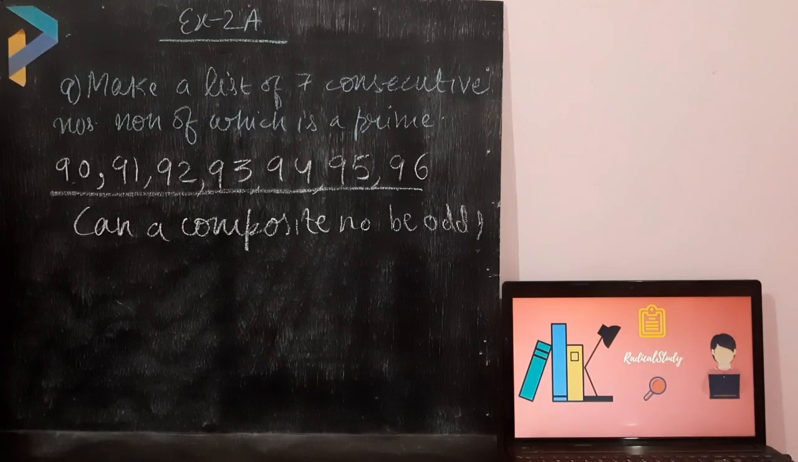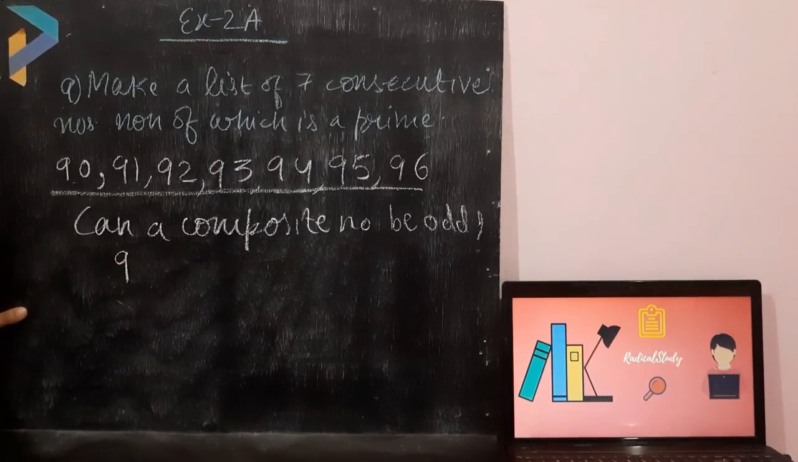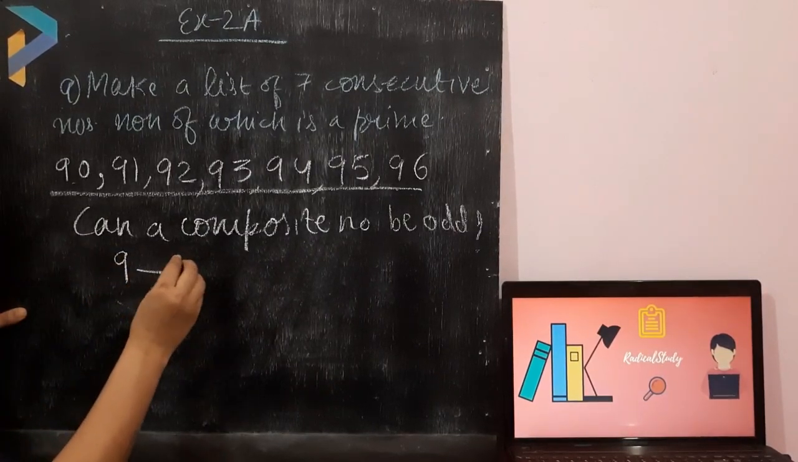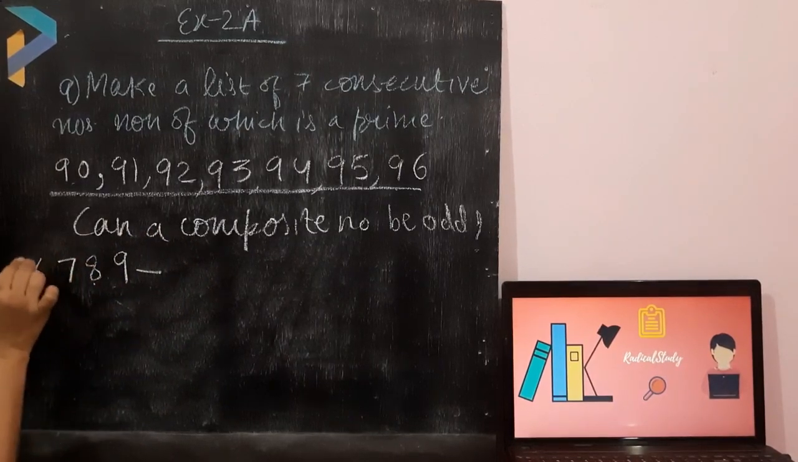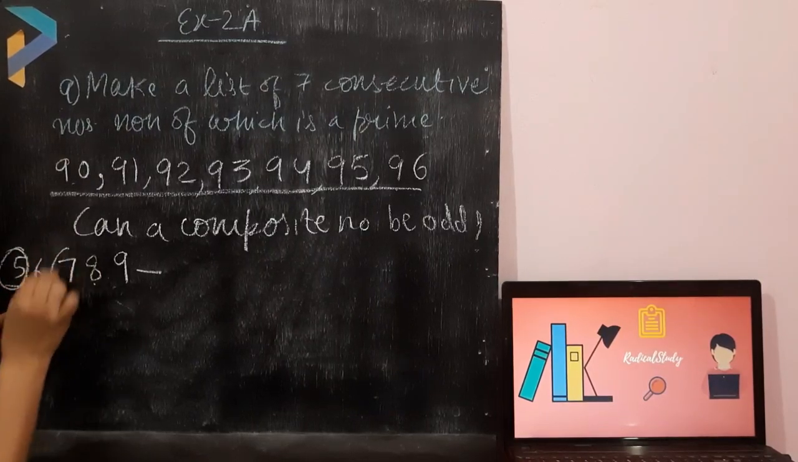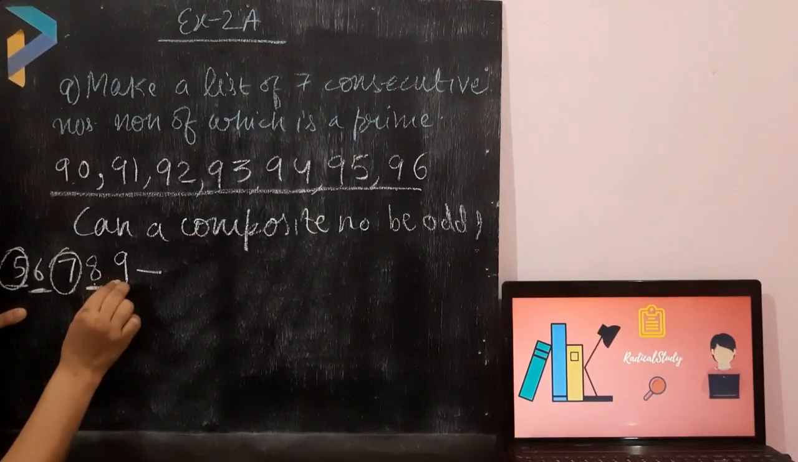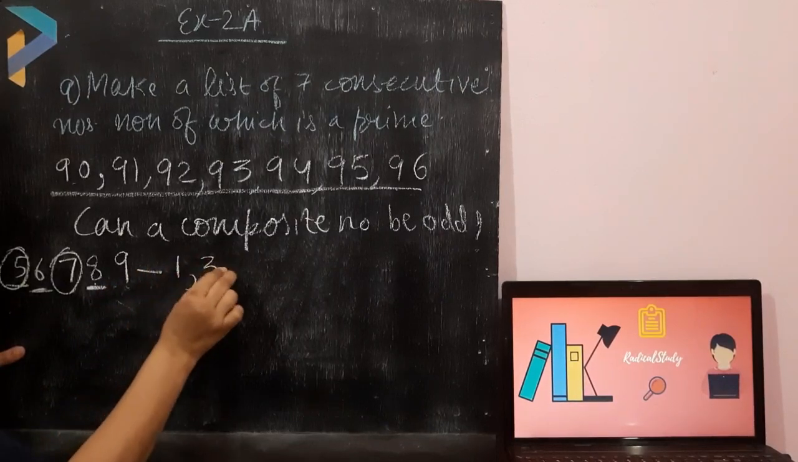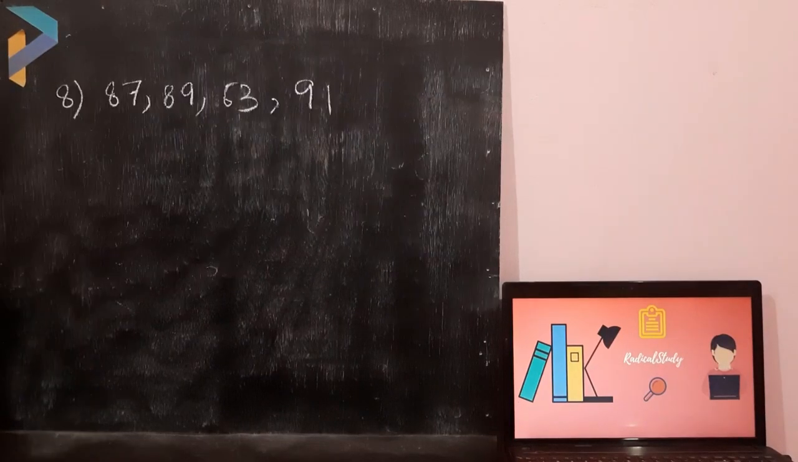From the list which I have explained to you today, the smallest odd composite number is 9 because it has more than 2 factors. Just before it there is 8, 7, 6, 5. 5 is a prime number, 6 is even, 7 is prime, 8 is even, and 9 is the smallest odd composite number. It has more than 2 factors: 1, 3 and 9. Okay students, now I am going to solve the next question for you.